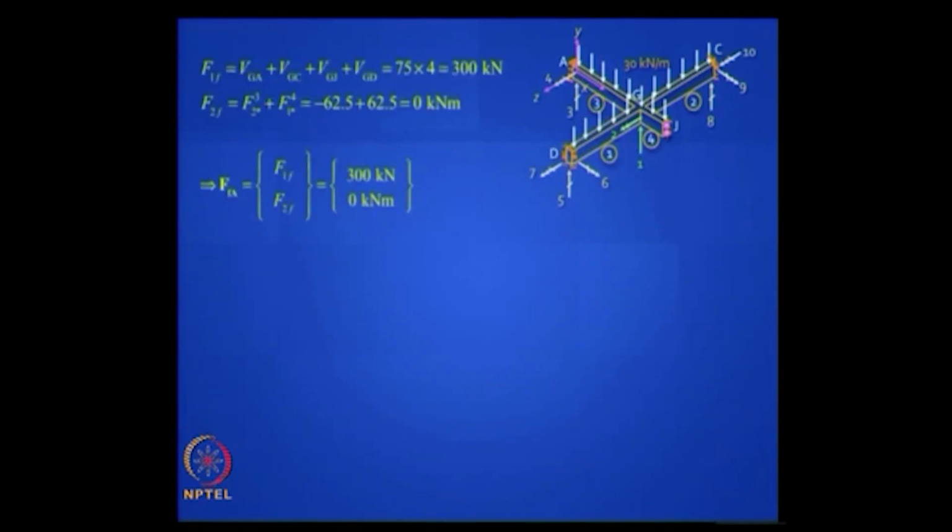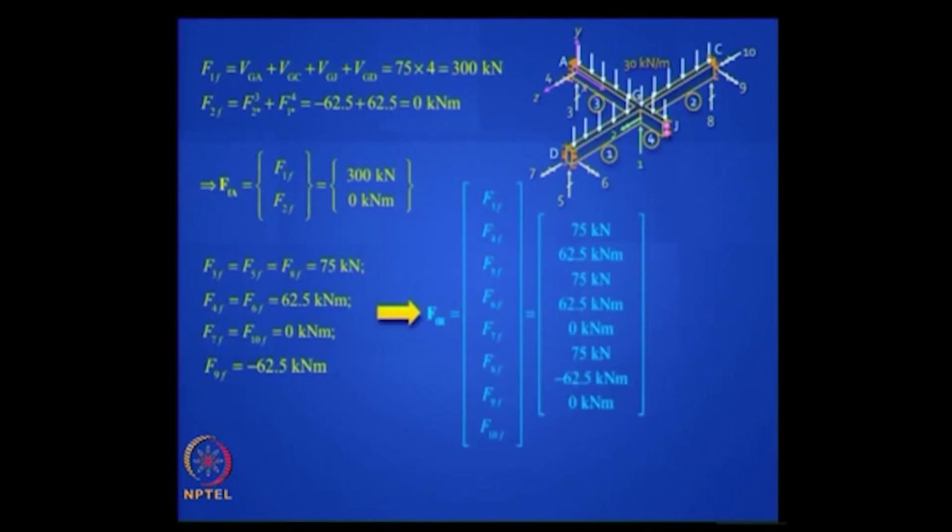Then you can add up all the vertical reactions and you can find the equivalent force vector. FFA 75 into 4 is 300 kilonewton, it's acting upward, so that's your fixed end force for F1. F2 gets cancelled out because minus 62.5 and plus 62.5 neutralize each other. Similarly you can get the fixed end force vectors at the restraint coordinates, it's easy to compute. Okay, you just pick up those values from your fixed end forces. So you are ready with this.